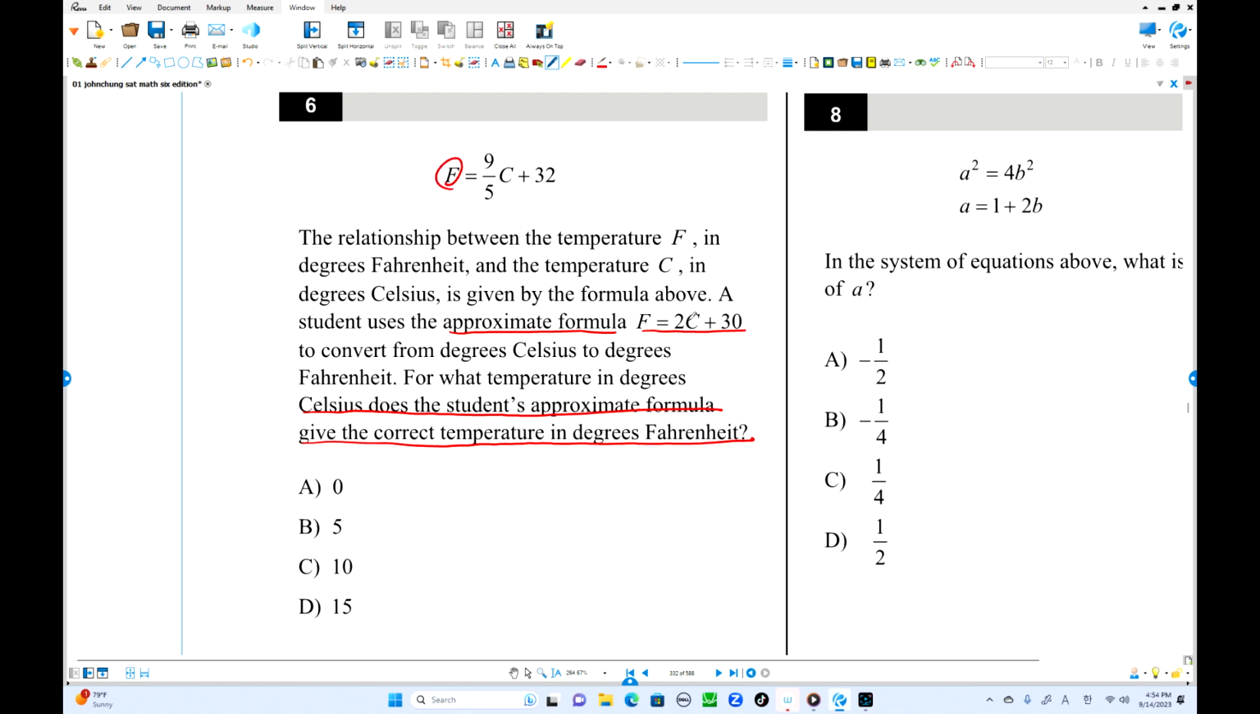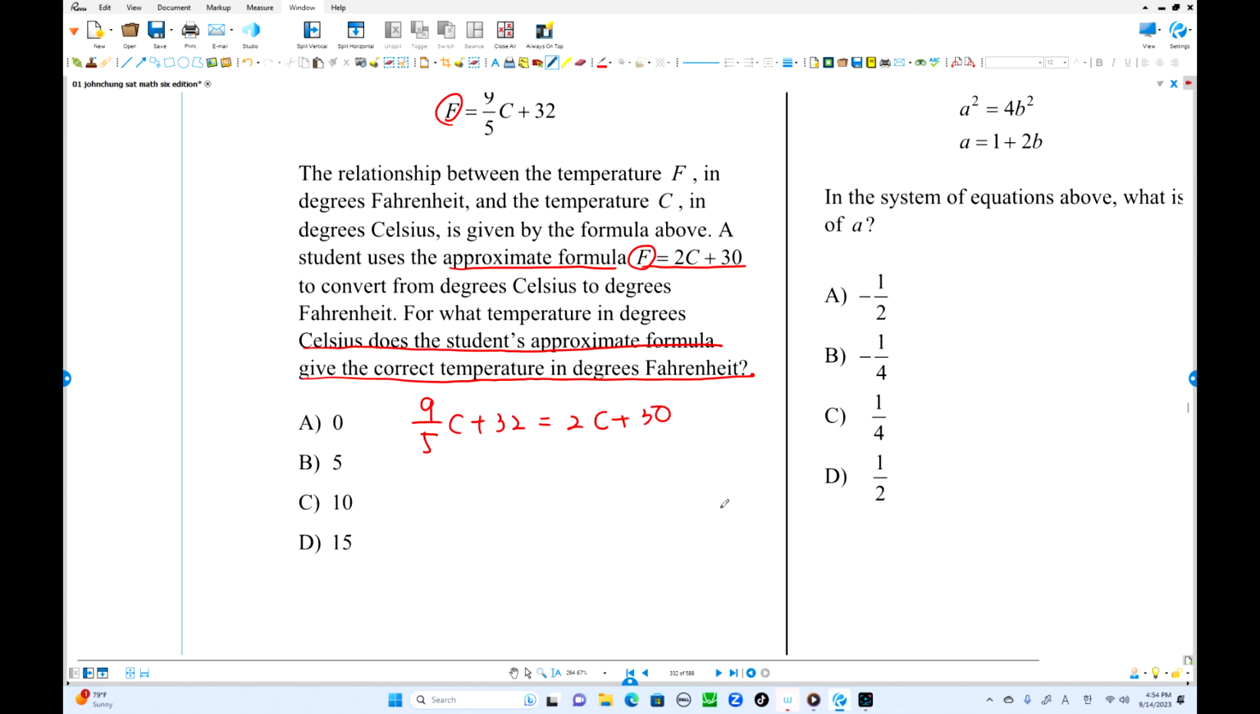For some value of C, these two numbers must be equal. Okay, we're going to find what the value of C is. For what value of C are the F values equal? Just solve the equation, okay? 9 over 5 C plus 32 must equal 2C plus 30, okay? So what are you going to do? Times 5? Okay, you can use times 5, or 2C minus 9 over 5 C is 1 over 5 C. You can use that, okay? Times 5 is okay too.